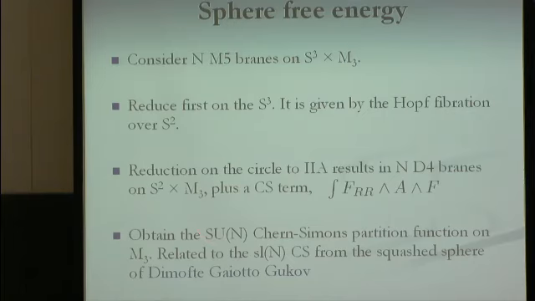And this is closely related to this SL(N) Chern-Simons that Dimofte, Gaiotto, and Gukov said. So they conjectured that if I compute the squashed S3 partition function of N M5 branes on M3, it will be the same as SL(N) Chern-Simons on M3 at some level related to the squashing parameter. So this is sort of a different way to derive that result, if you like, but just in the special case of the round sphere.